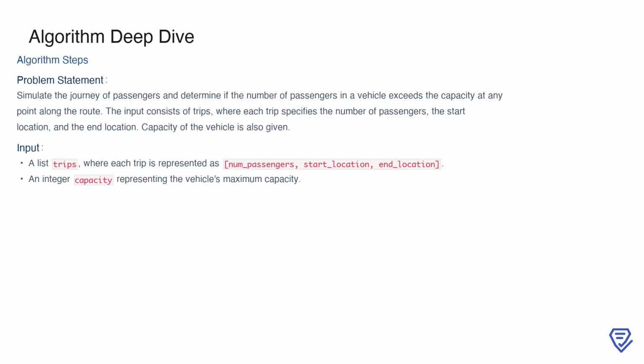To solve the carpooling problem, we need to simulate the journey of passengers and verify if the number of passengers on board exceeds the vehicle's capacity at any point. The input consists of a list of trips, where each trip is defined by the number of passengers, the starting location, and the ending location. Additionally, we are provided with the vehicle's maximum capacity. Our goal is to ensure that the capacity is not breached during any part of the journey. This setup forms the foundation of our algorithm.